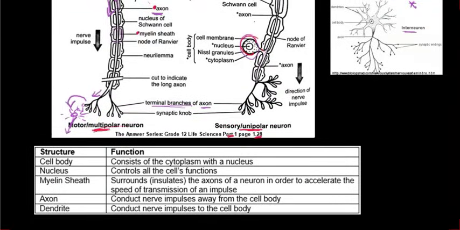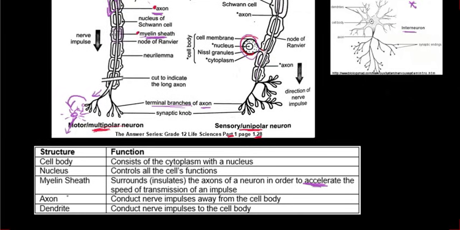Looking at the structures and then the functions of these parts, the cell body consists of the cytoplasm with a nucleus. The nucleus, what does it do? It controls all the cell's functions. Then the myelin sheath, which is that area at the top here, surrounds and insulates the axons of a neuron in order to accelerate the transmission of an impulse. So it just makes that impulse move faster through the axon.